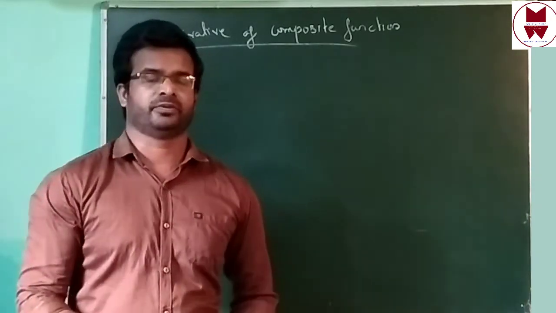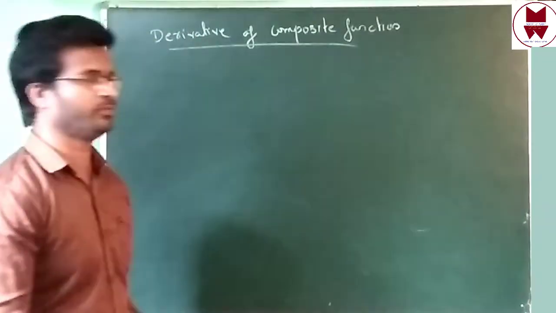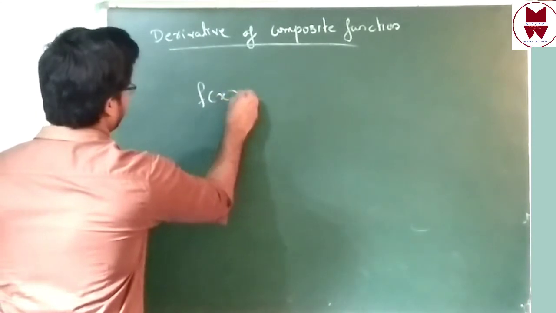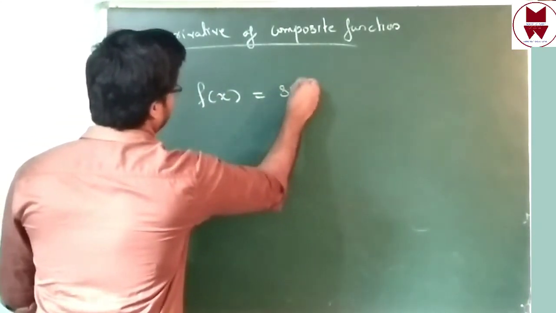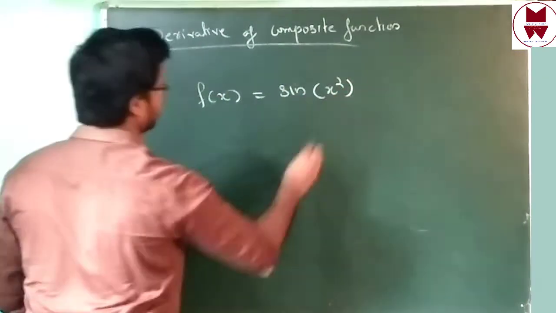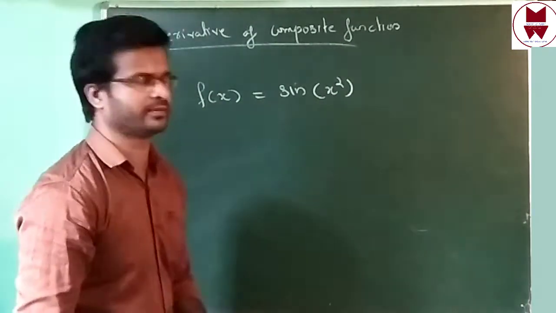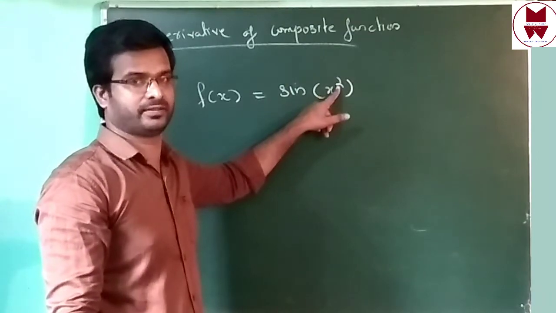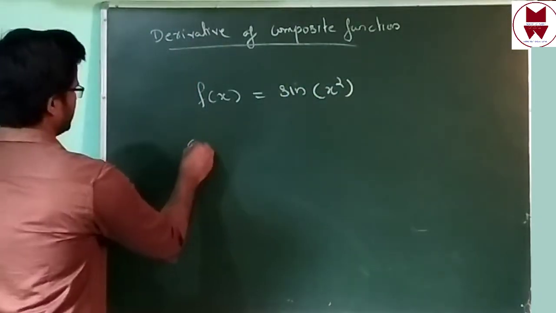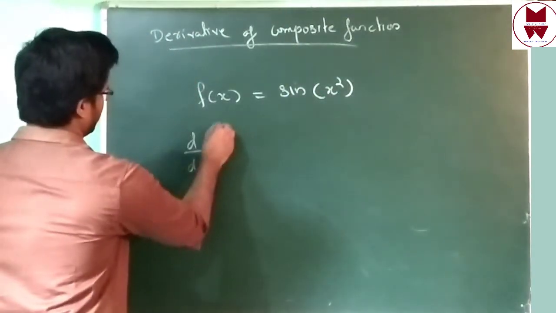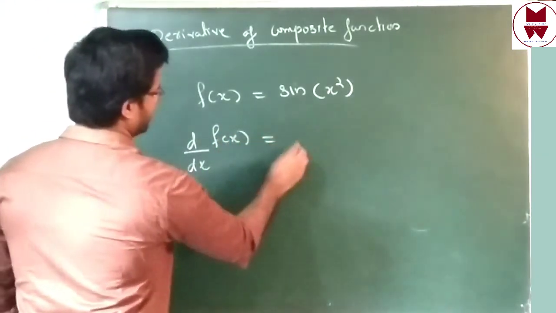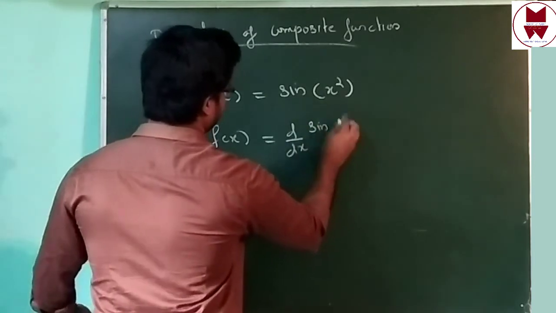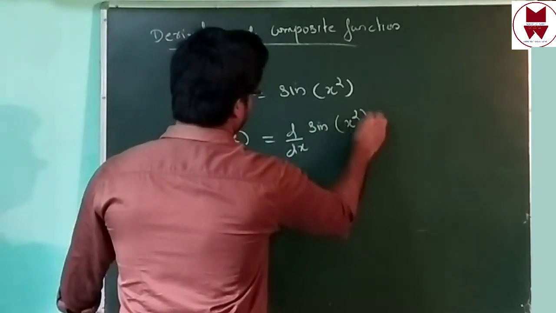Next, the derivative of a composite function. What is a composite function? We can see one example, f of x equal to sine x square. Here two functions are there. The first one is sine, the second one is square. Two functions, isn't it? Then when you take the derivative of this function, d by dx of f of x equals d by dx of sine x square.